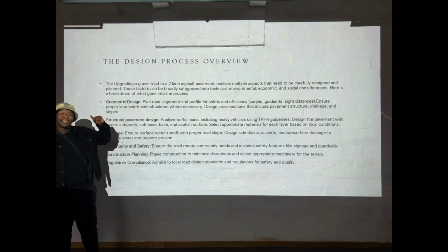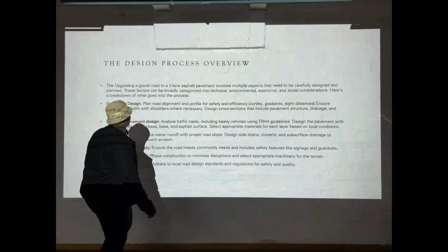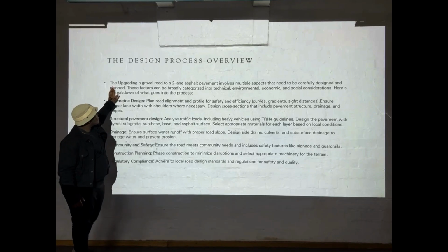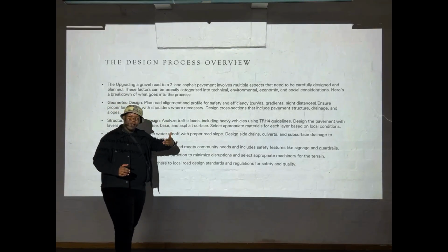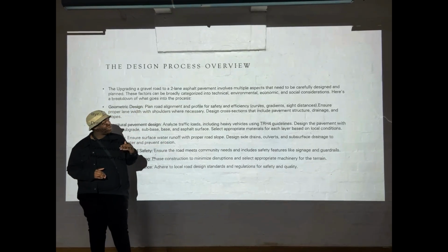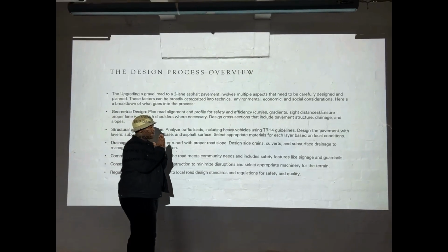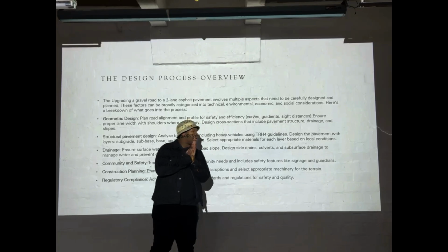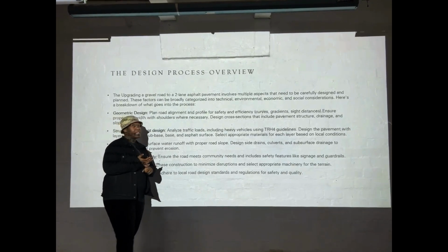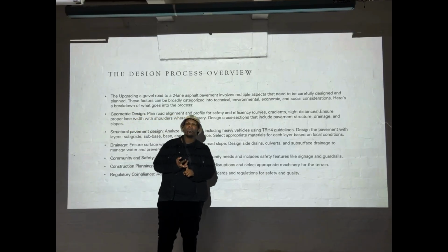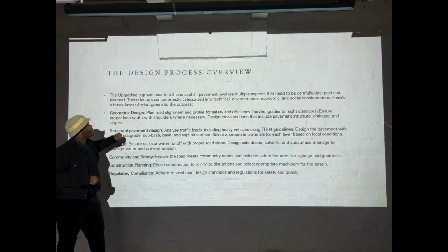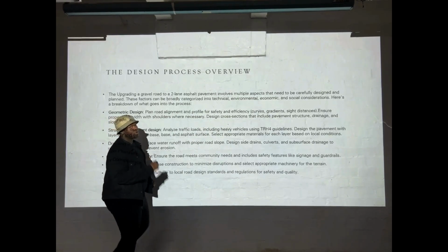So, for the design process overview, it requires us to upgrade the gravel road to a 2-lane asphalt pavement road. It involves multiple aspects that need to be carefully designed and planned. These factors can be broadly categorized into technical, environmental, economic, and social considerations. Here's a breakdown of what goes into this process.